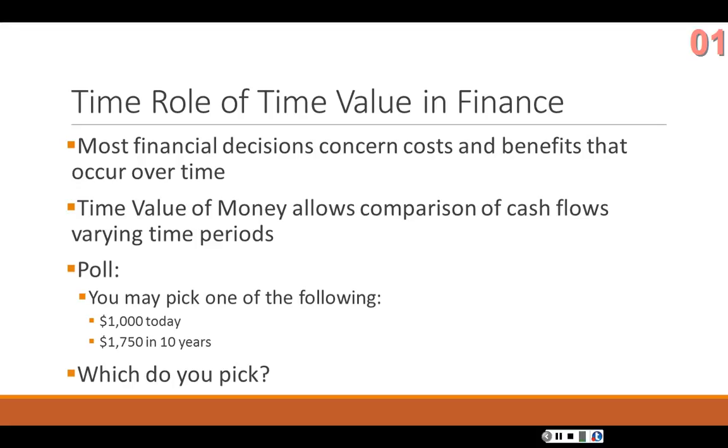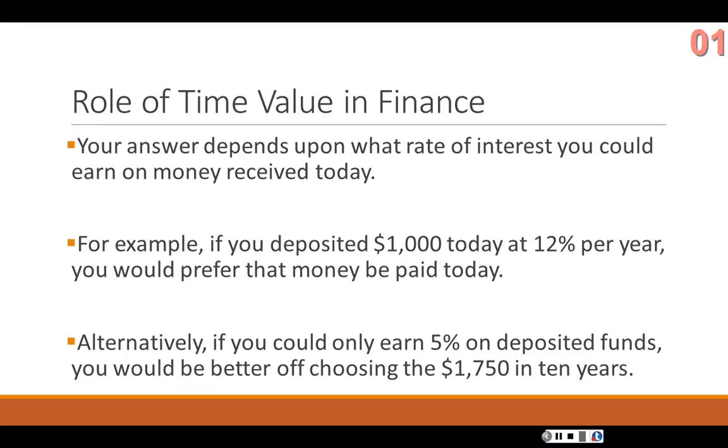So, for example, time value of money would allow you to determine which is better, $1,000 today or $1,750 in 10 years. Your answer would depend upon what rate of interest you could earn on the money that you receive today. For example, if you deposited that $1,000 today and could earn 12% per year, you would prefer that money be paid today. If you could only earn 5%, you would be better off choosing the $1,750 in 10 years.